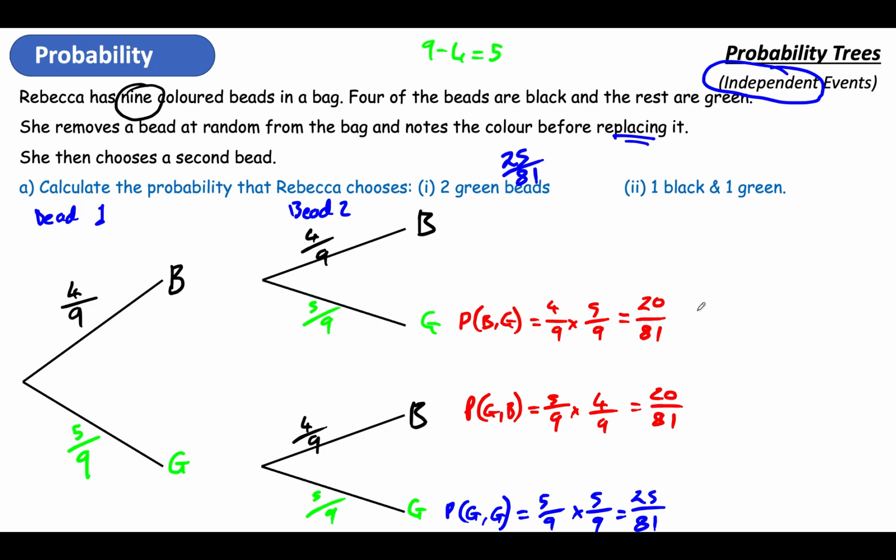Now I have got 2 outcomes here. I could get this outcome, and then I could get this outcome. So this one or this one. Remember, or is add. So you take those 2 probabilities.